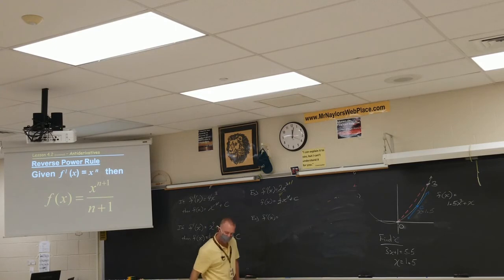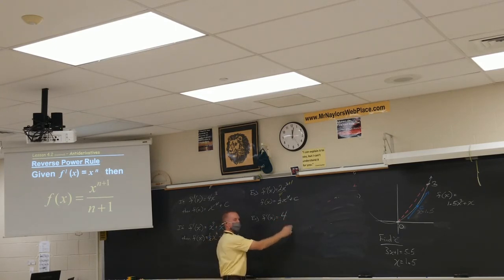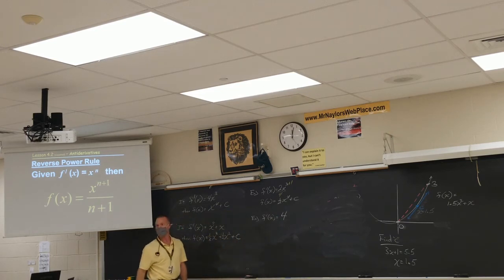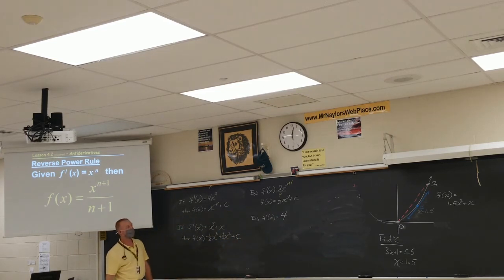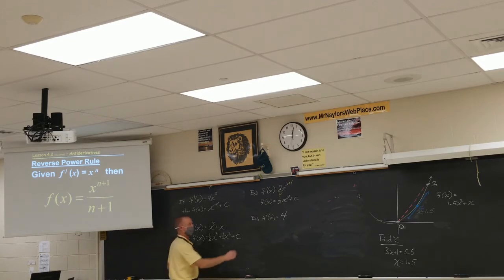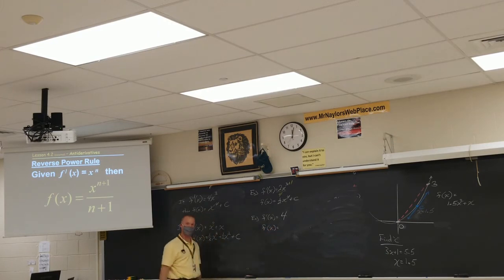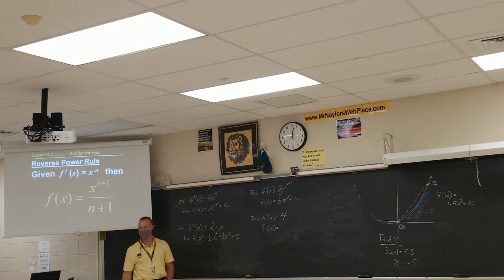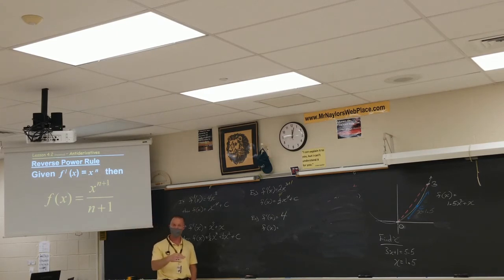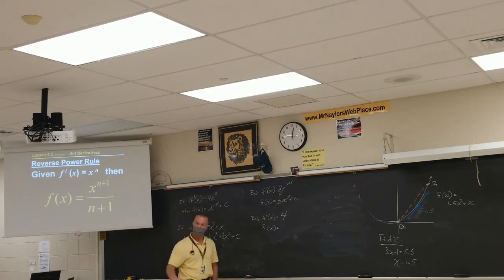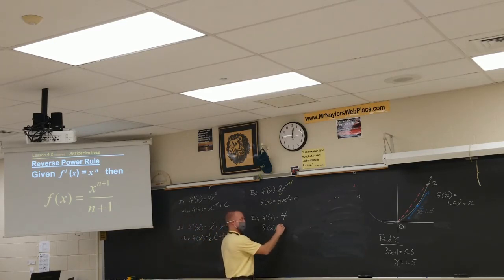The derivative is 4. So the antiderivative, in other words, the function that it came from, since it's constant, it could be the first power to the fourth.